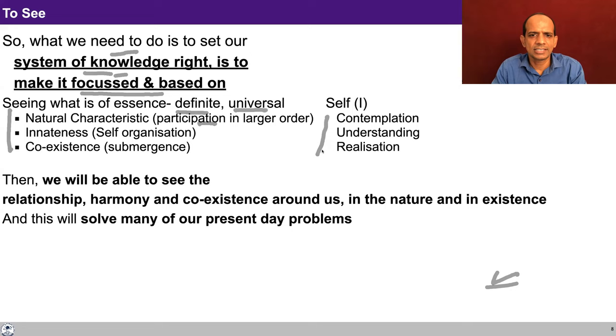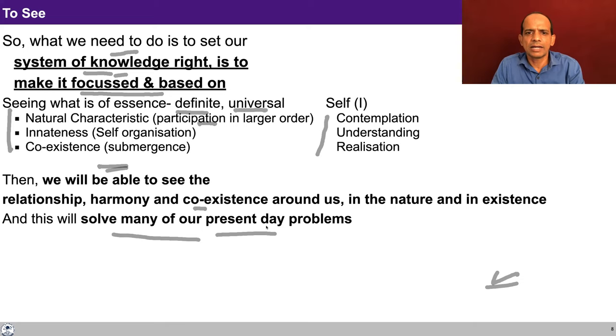So as the child starts developing one's understanding by observing this reality, then the child develops into a human being living with human consciousness. Otherwise, with those preconditionings, the child is bound to live with animal consciousness. And then these kinds of problems would be there. So once we have this as a system of knowledge, then we will be able to see the relationship, harmony, and coexistence around us in the nature and existence. And this will solve many of our present-day problems, isn't it? All the problems are an indication that we do not have right understanding of the reality.